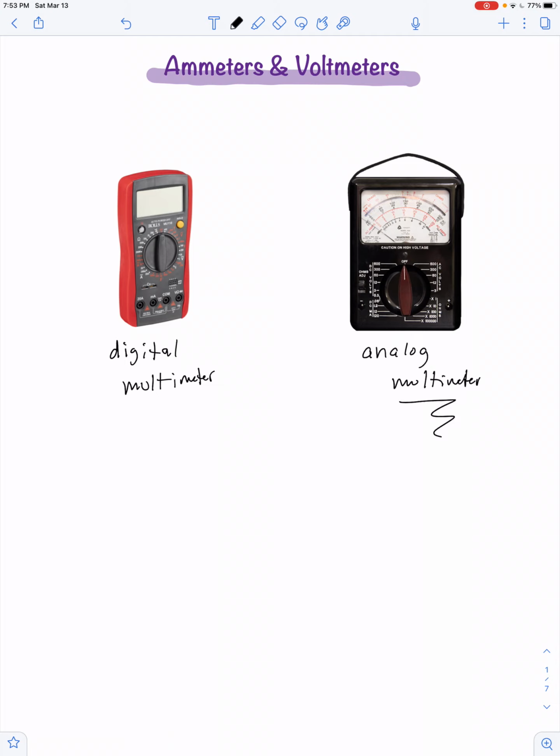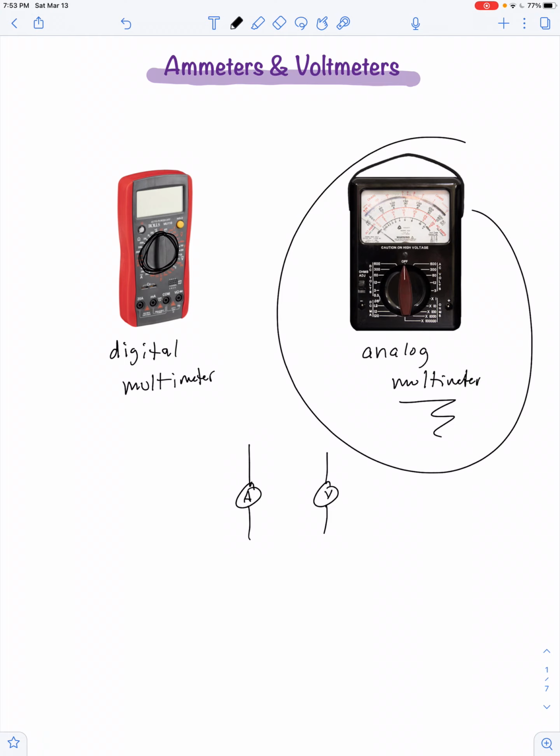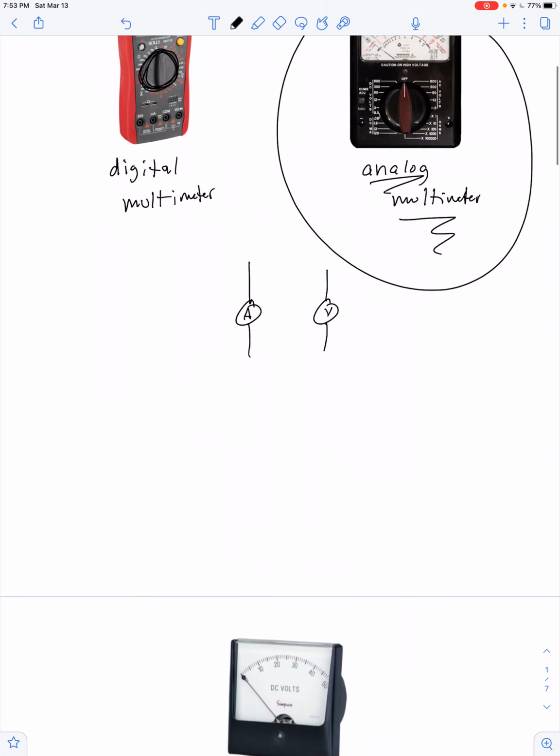Multimeter meaning it can be an ammeter. It could act as a voltmeter. It could act as an ohm meter. It could act as a capacitance meter. It just depends on where you turn the dial, right? Which setting you choose. But if it's an analog version, then its operation relies on something known as a galvanometer.